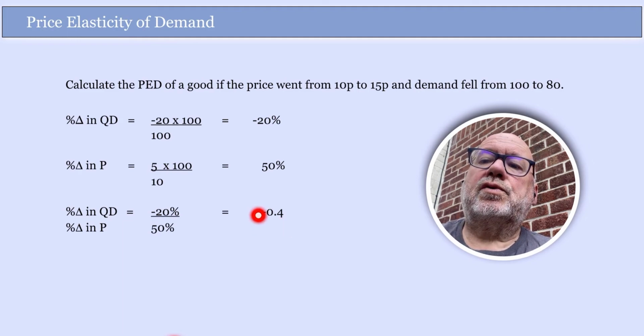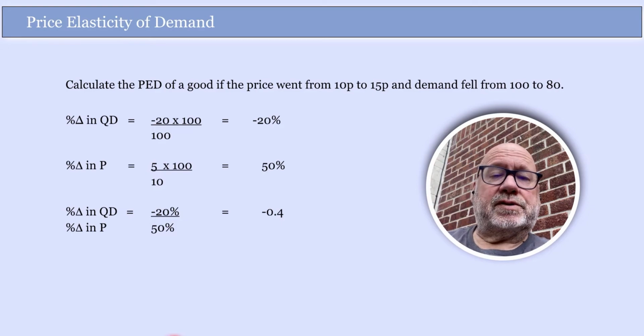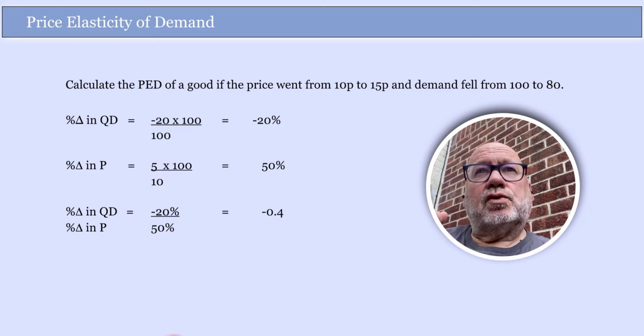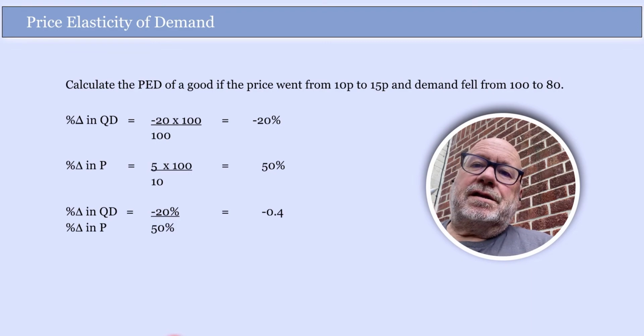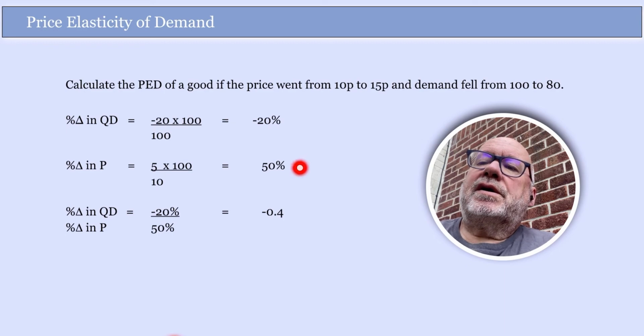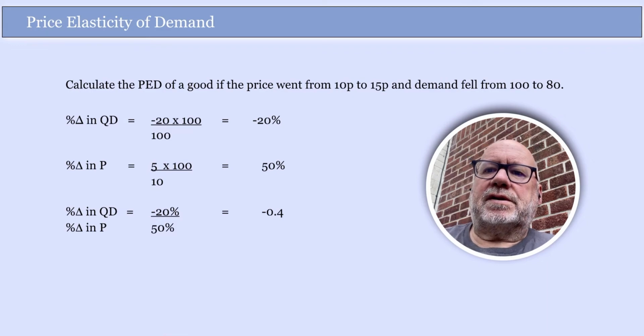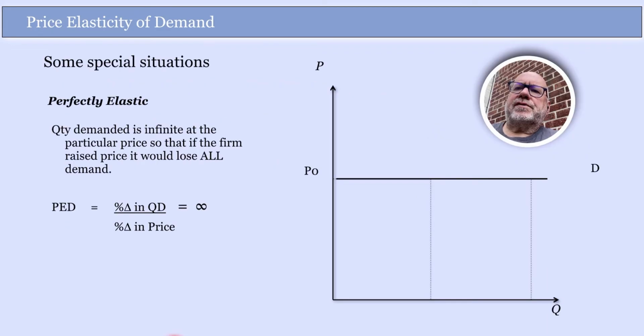So we ignore the minus by convention. Sometimes people put that in a bracket, absolutely fine, but it's 0.4, so that is inelastic. The change in the price was 50%. The change in the demand was not that great. It was not that responsive. It fell by 20%.